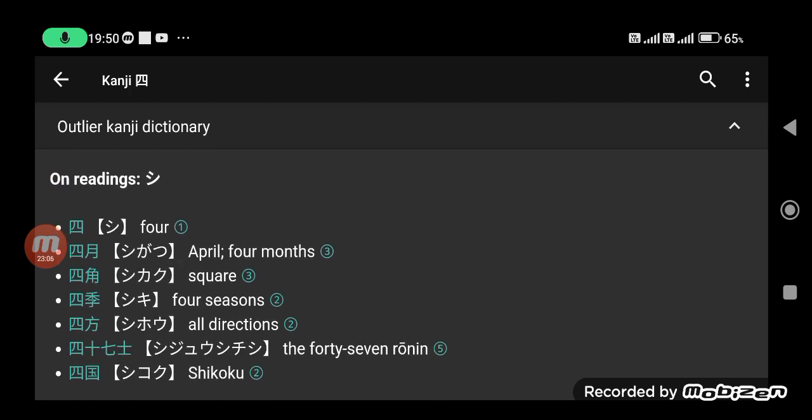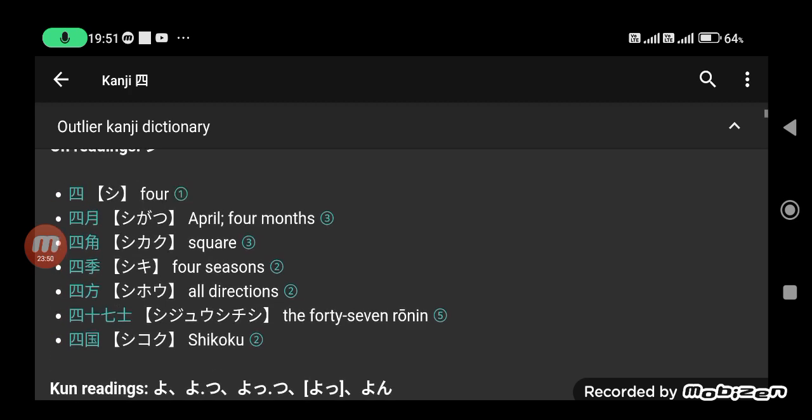So the on reading is shi, just like in Chinese, shi. So April, that's the 4th among the 12 months, so that is shi. The month is getsu. So shi plus getsu, shigatsu. Say April 4 is shigatsu yokka, or April 20, shigatsu hatsuka, or April 1, Fool's Day, shigatsu tsuitachi.